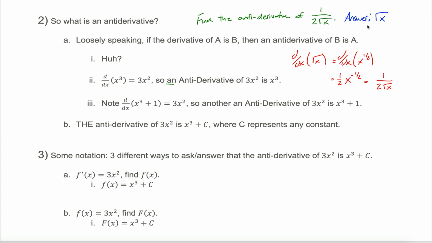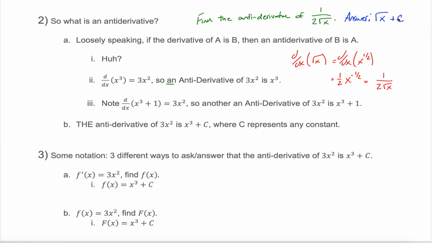If you got that far, I'd be really proud of you. I'd be like, that's great. But then I'd be like, but technically, the square root of x is not the only function that we could take the derivative of and get 1 divided by 2 times the square root of x as the answer. If I asked you to take the derivative of the square root of x plus 49, you'd get this exact same answer. So while the square root of x is an antiderivative of 1 divided by 2 times the square root of x, the antiderivative of 1 divided by 2 times the square root of x technically should be the square root of x plus c.